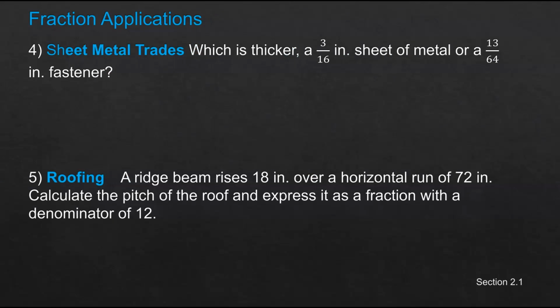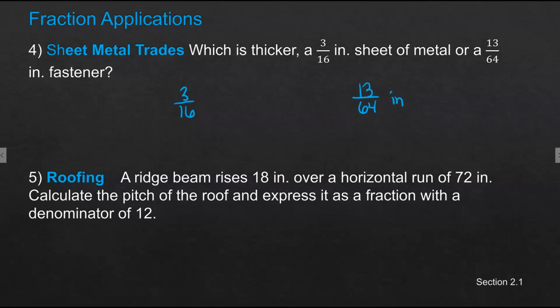Okay, so let's look at these word problems, or our application problems, right? Sheet metal trades is the first one, which is thicker, a 3/16 inch sheet of metal or a 13/64 inch fastener. We're just comparing the two fractions, right? 16 will divide into 64. So we're going to compare 3/16 and 13/64.